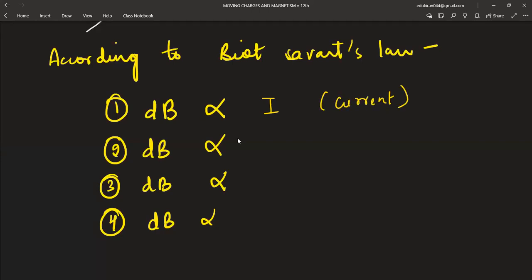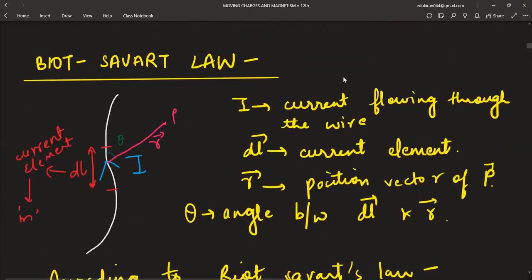All right. Secondly, we've talked about this current element. So dB is directly proportional to dl also, which is the current element, but it is actually the length of the wire. So this is the current element. And see, in class 12 the angle we have written over here is the angle between dl and r.